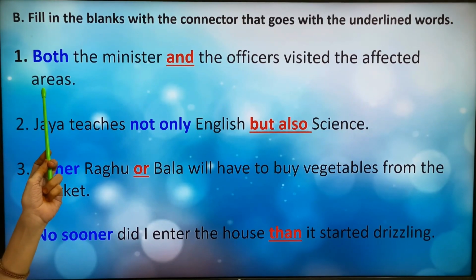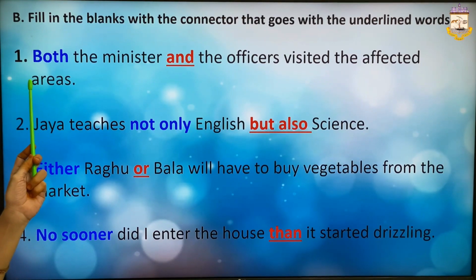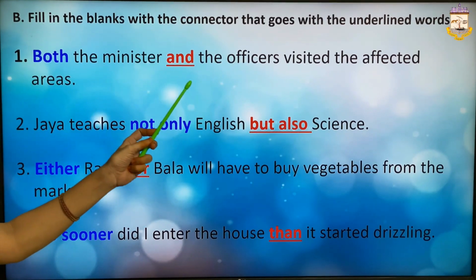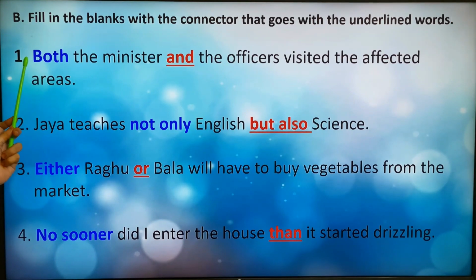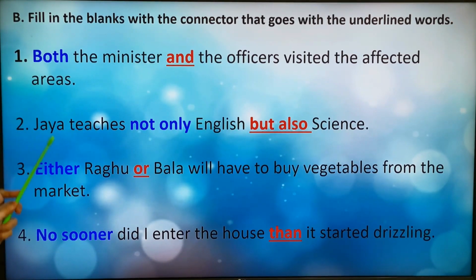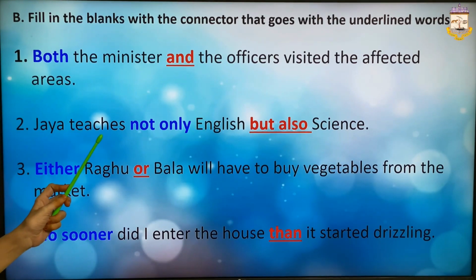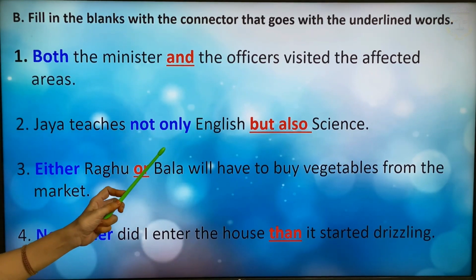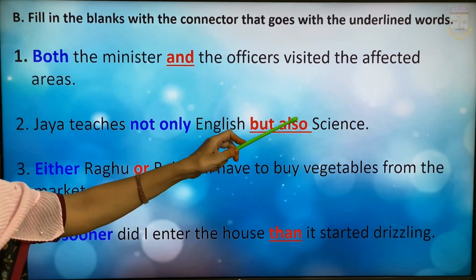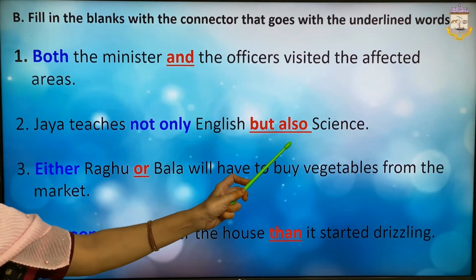Subordinating? No. Very good. It is correlative. They come in pairs. Both and. Excellent, children. Both the minister and the officers visited the affected areas. Jaya teaches not only English but also science, correlative, not only but also.